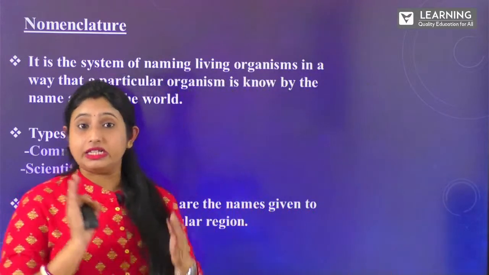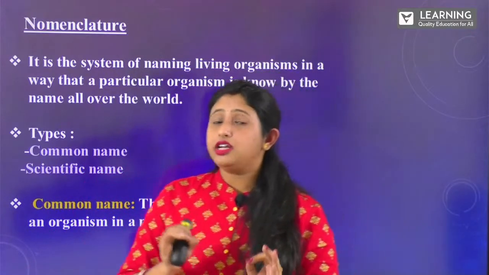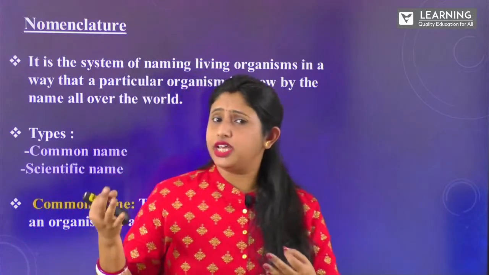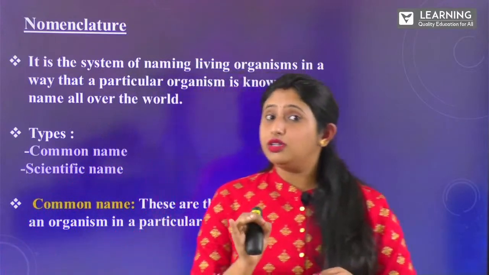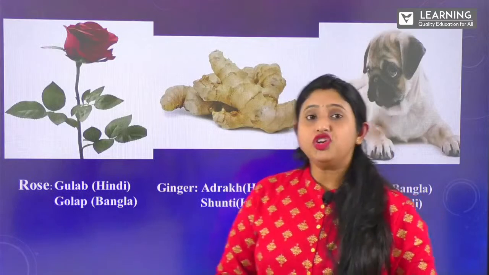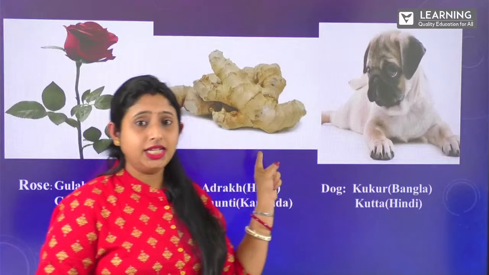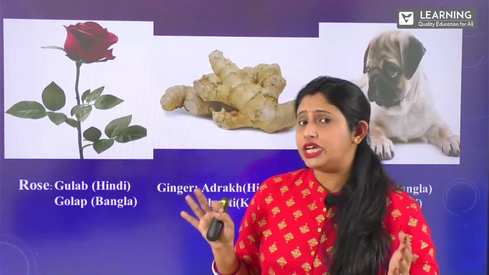So common names are the names which are given in a particular region. As I said, a common name can change. Every area, every region, every state might have different names, right? So you can see here in the picture, what you can see? A rose, and then what is that? Ginger, and then what is that? Dog. Right? So what are the common names? Different states and different regions have different common names.